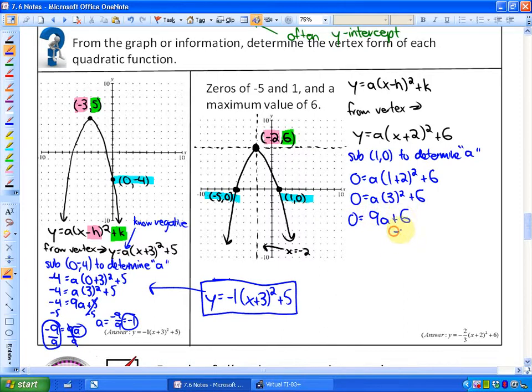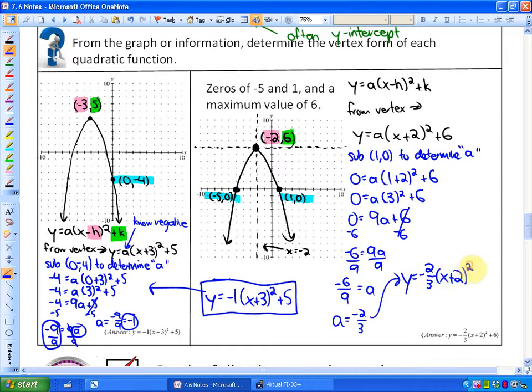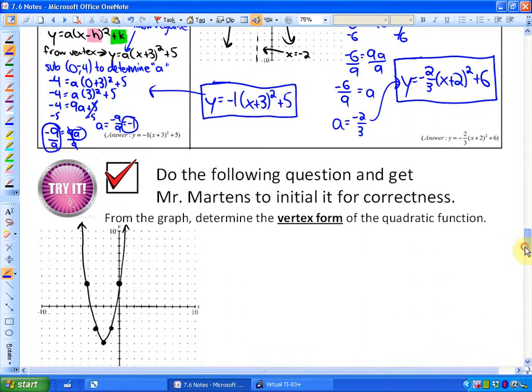And now we're going to solve for a. So the opposite of adding 6 is subtracting. So it's negative 6 is equal to 9a. The opposite of multiplying by 9 is dividing. So we'd have a is equal to negative 6 over 9, which is the same if we reduce that to negative 2/3. So our final vertex form would be a combination of all the things that we know. So y is equal to a, which we know is negative 2/3, times x plus 2 squared, because we know the x-coordinate of the vertex is negative 2, plus 6, because we know the y-coordinate of the vertex is positive 6. Okay? If you're in my class, you would do this question and get me to look at it.